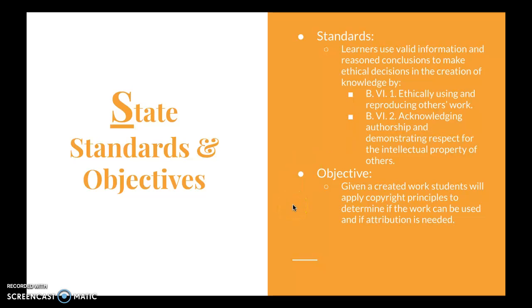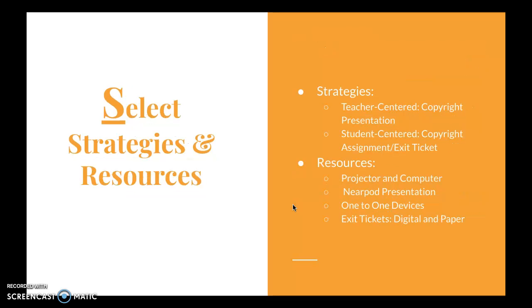The objective of this lesson is that by the end of it, when given a created work, students will apply copyright principles to determine if the work can be used and if attribution is needed. So they'll be able to determine copyright on an item, or specifically an image that we are going to find, and then also practice giving attribution to the creator.